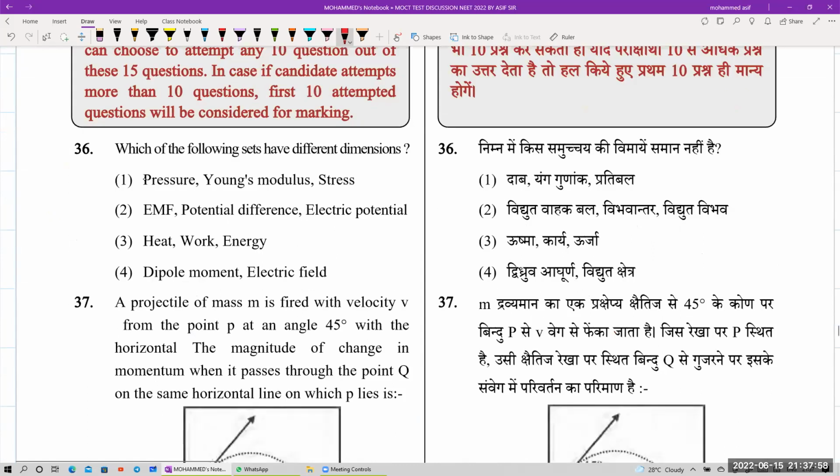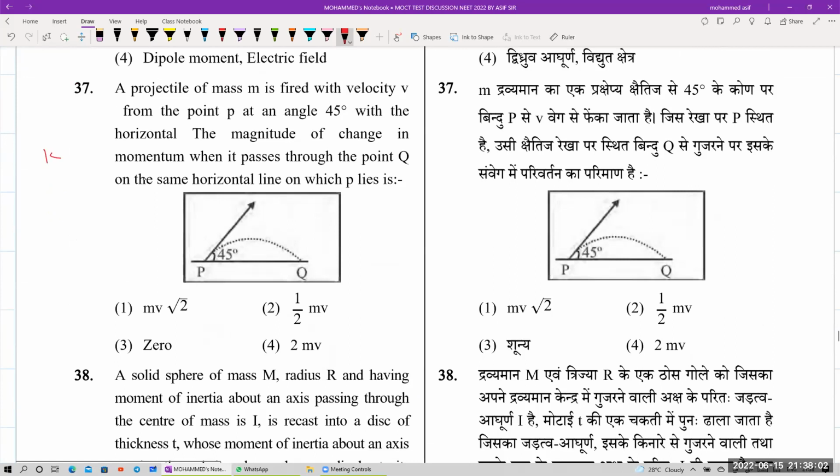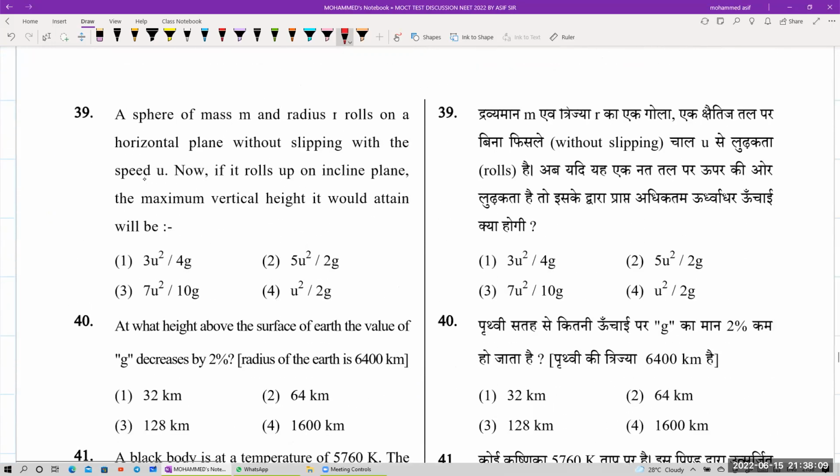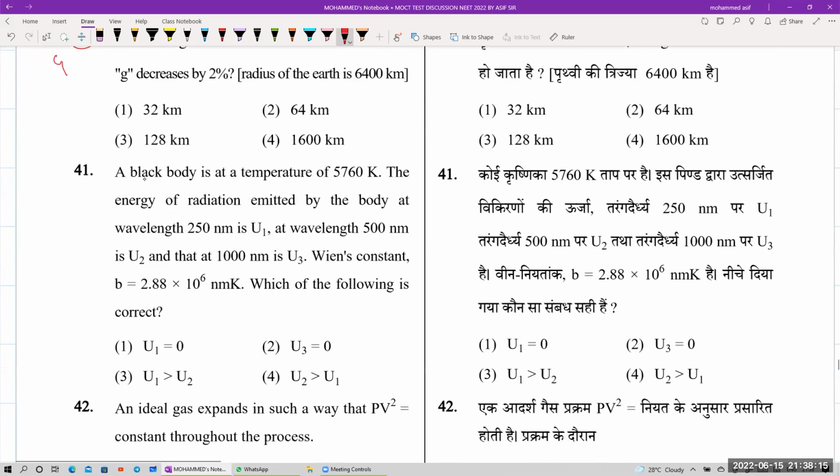Then each of the following sets have the dimension. This is your units and dimensions. This is from your kinematics, again projectiles. This is from your rotational mechanics. Question number, spear slipping. This is also from rotational mechanics. This is from your gravitation. We can do the gravitation questions.